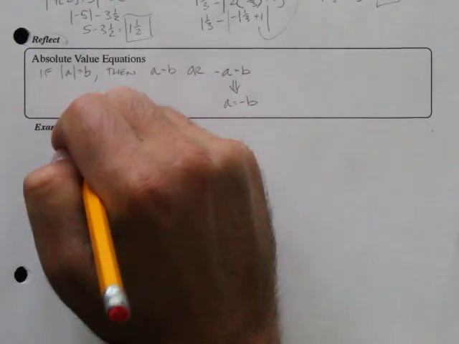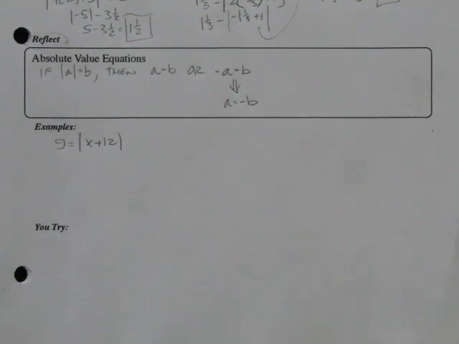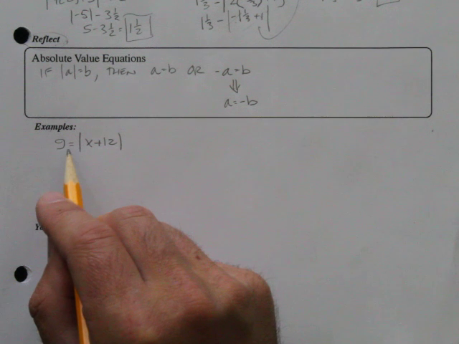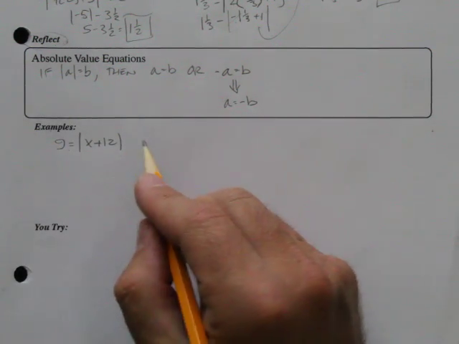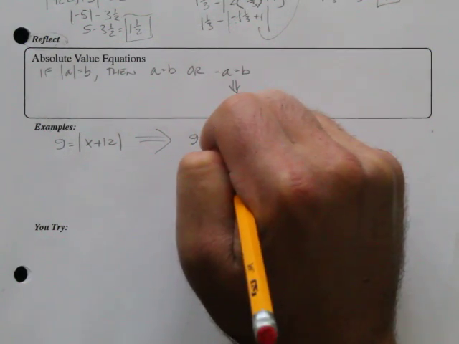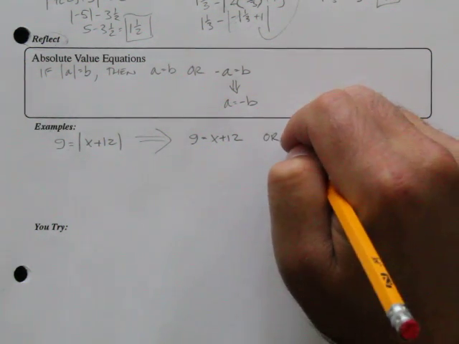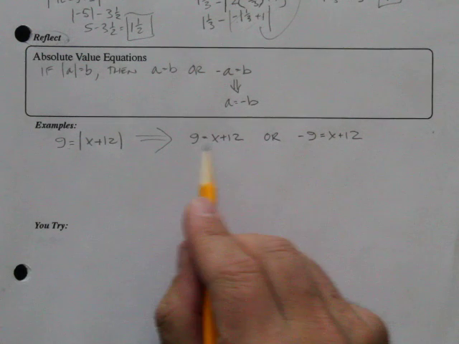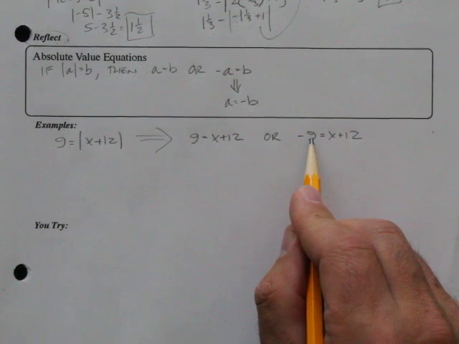9 equals the absolute value of x plus 12. This is what we're going to start with. Here's our equation. Now, what we do here when we have an absolute value equation, our first step is always to make two equations out of this. So this becomes 9 equals x plus 12 or negative 9 equals x plus 12. So all I did is I just set up two equations, one that has positive 9 as it was, and one that has negative 9.